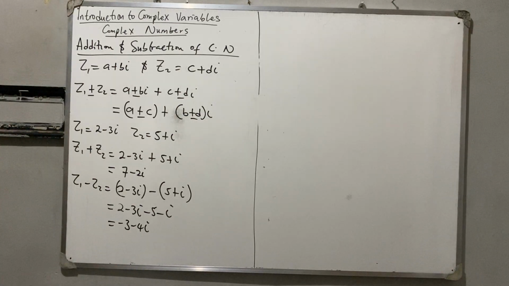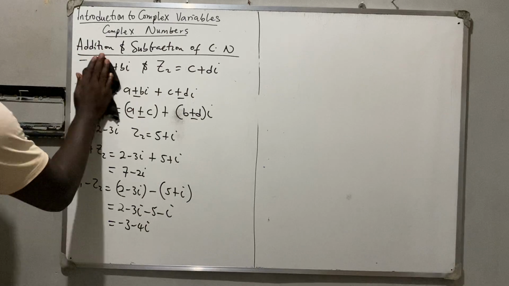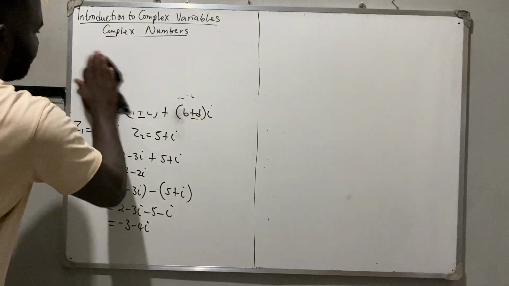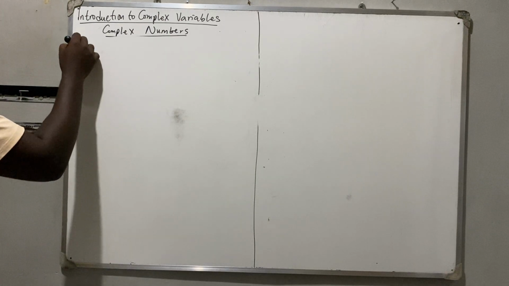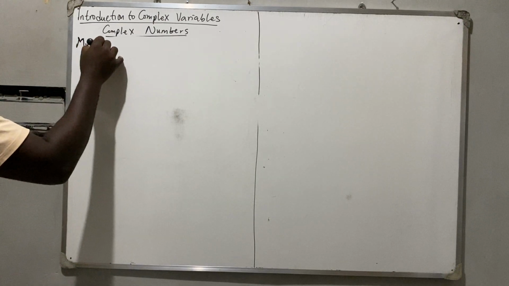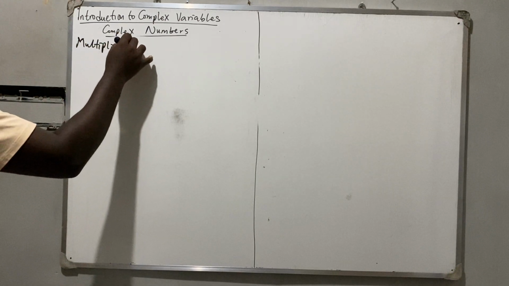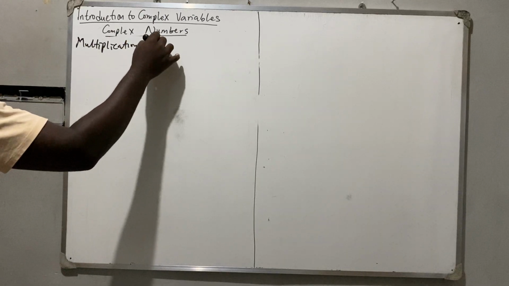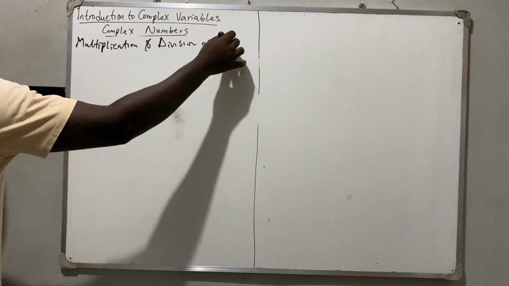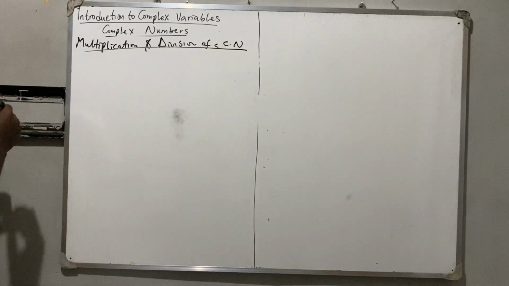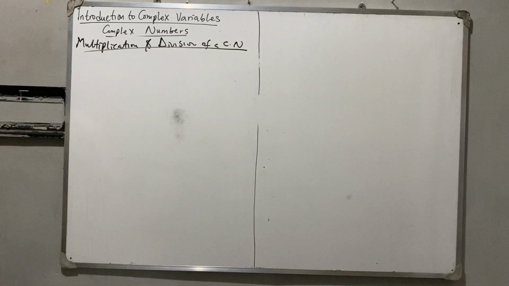So now let us get to multiplication and division of complex numbers. Okay, we are moving gradually. So multiplication and division of complex numbers. Now basically, how do we multiply complex numbers?